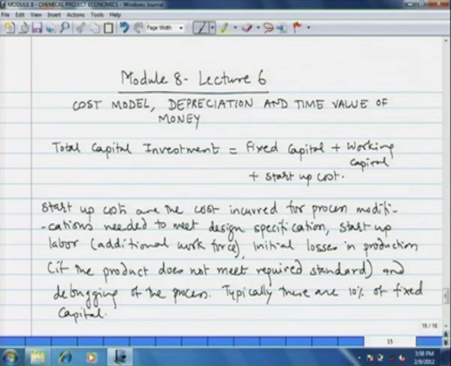Now, startup costs are additional costs that are incurred at the beginning of the process. These are incurred because of process modifications that we need to make to meet the design specification of equipment, or the startup labor, as additional workforce may be required at the startup of the process. Then the product that is formed may not meet the required standard initially when the process is reaching steady state, and therefore, that initial loss or loss of raw material is also included in the startup cost. Then we may have to debug the process, like if some variable, pressure or temperature, is chosen wrongly, we have to make that correction, and the cost required for that modification is also included in the startup cost. Typically, the startup costs are 10% of the fixed capital investment. In some companies, the startup costs are included in working capital, or sometimes they are included in fixed capital.